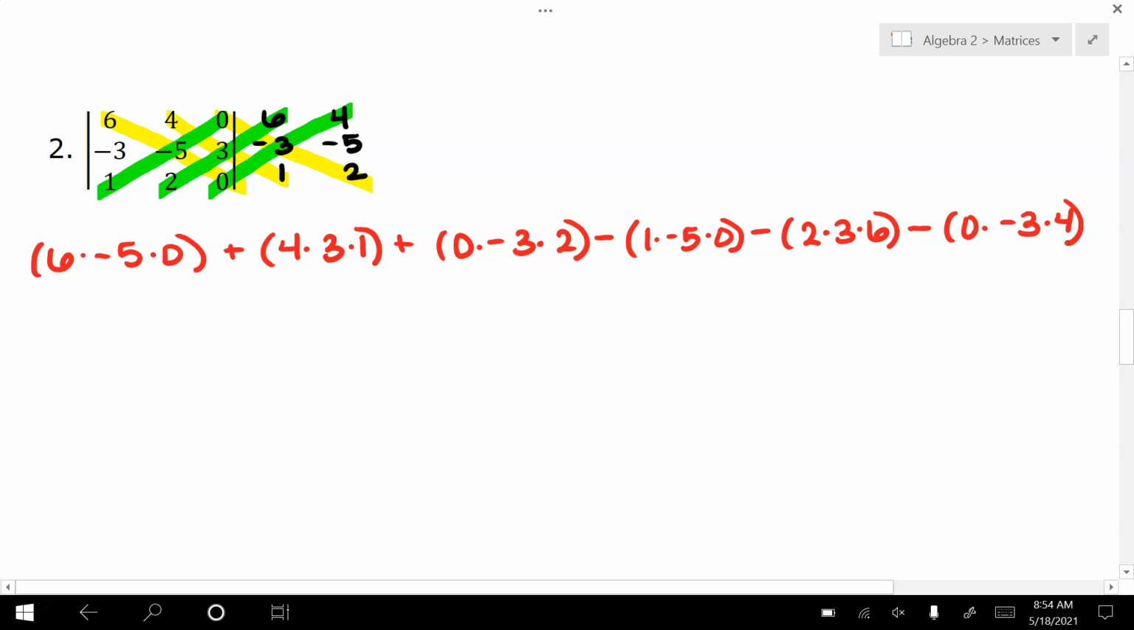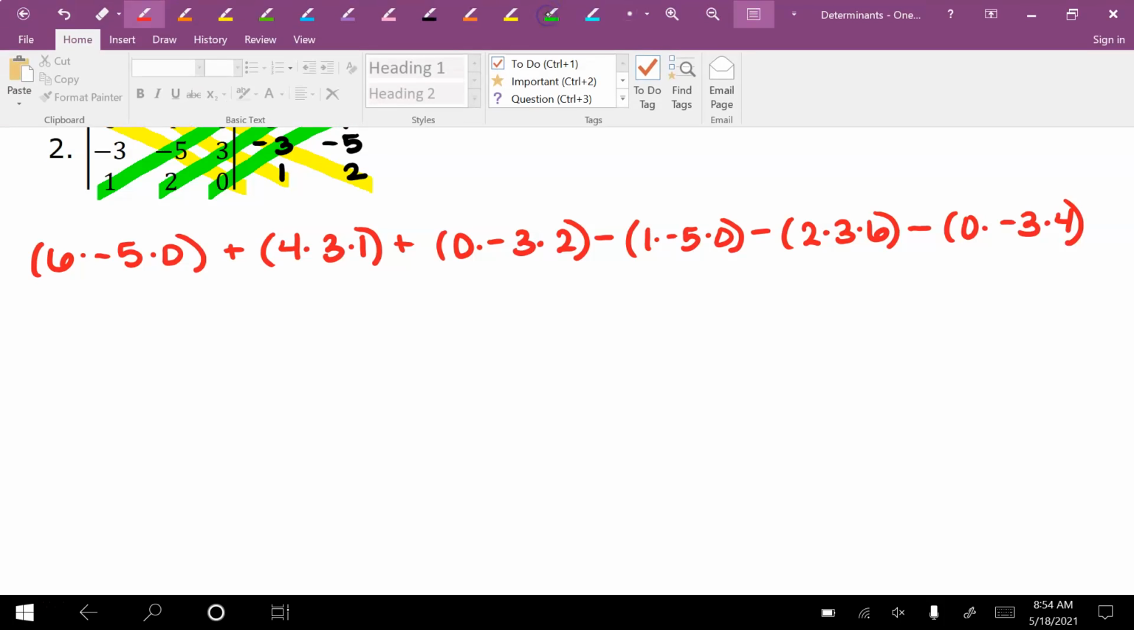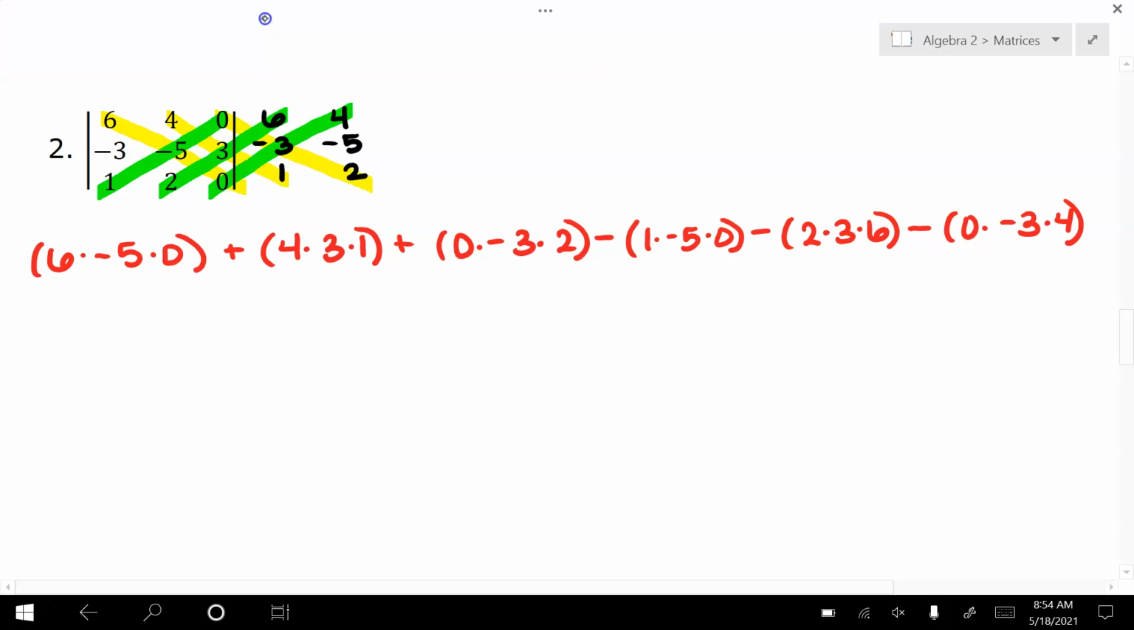Okay, so I've got my numbers, my first two columns rewritten. I've drawn in my diagonals. I've written out what you should have been multiplying together. So for this, we get 0 plus 12 plus 0 minus 0 minus 36 minus 0. You've got quite a few zeros for this one.